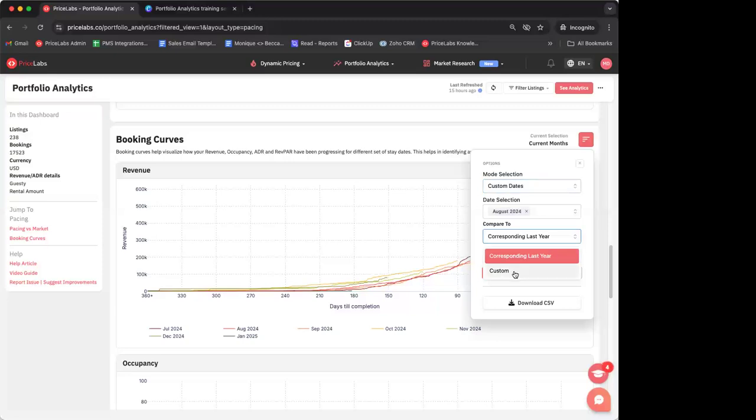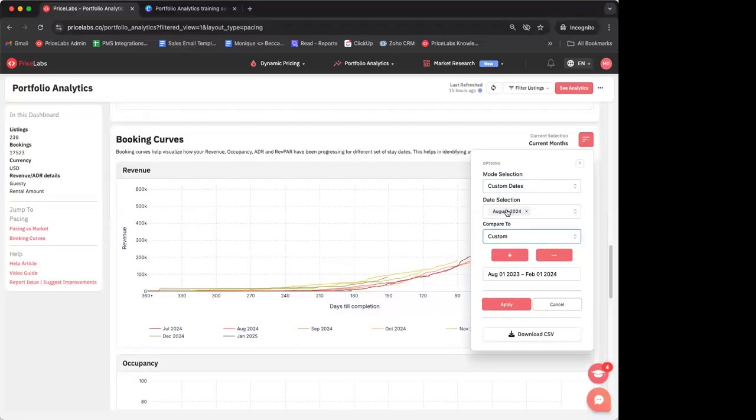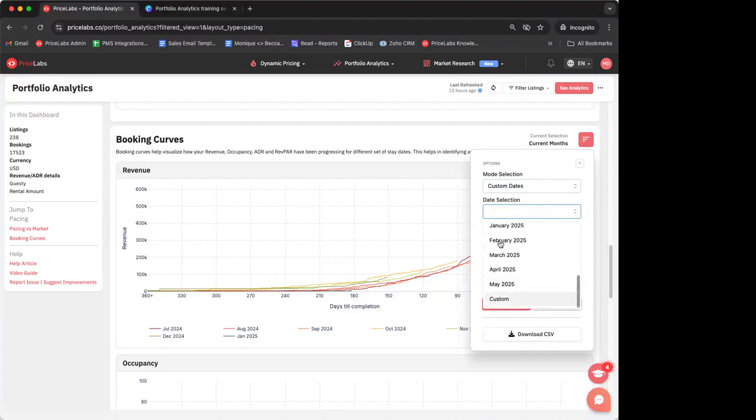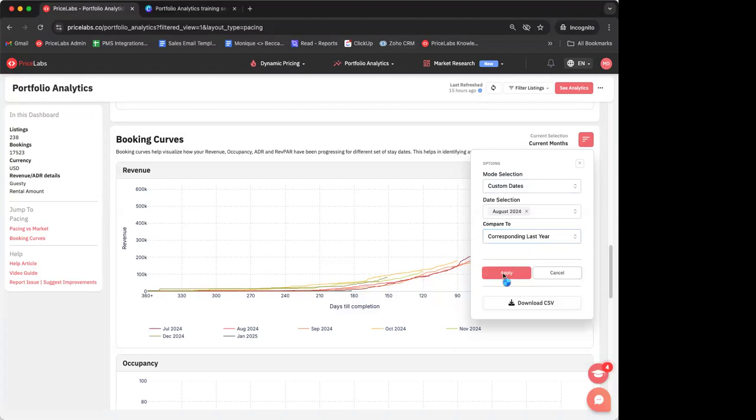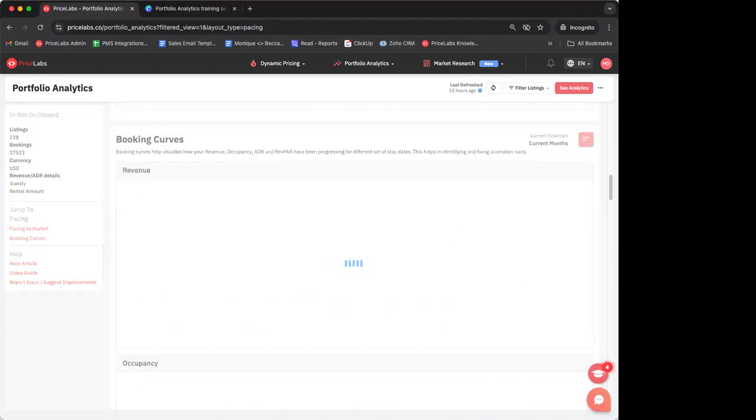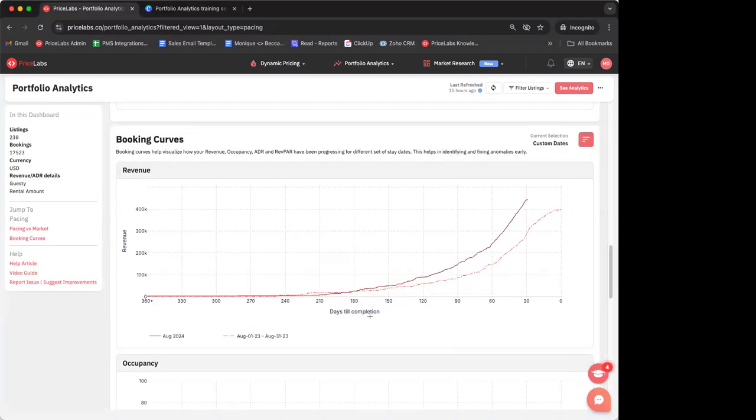You can always look at custom dates here. I just like looking at the month. So let's see how August is looking compared to the corresponding dates from last year. So now we've just started August. What can I expect through the end of the month?